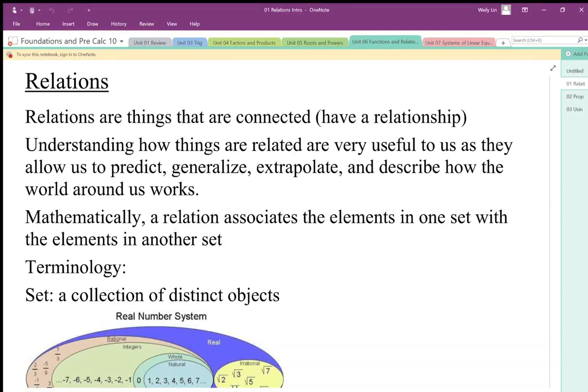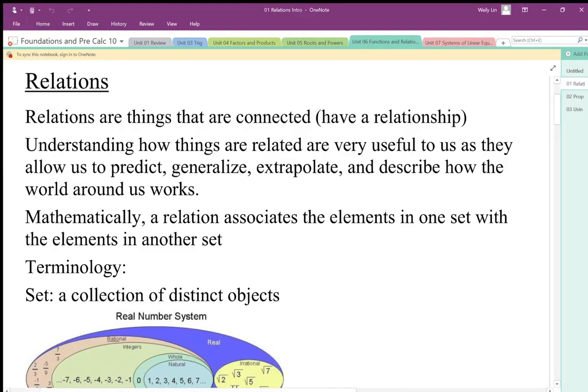Relations are when we have quantities that are connected to each other. So when we have a connection between two things, we have a relationship. And knowing how things are related is very useful for us to know how things behave and to be able to predict how things work. Okay, so we can predict, we can generalize, we can extrapolate, and we can explain how things are working around us.